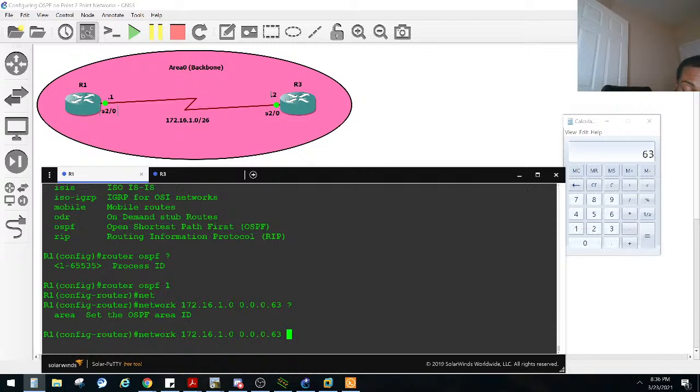Question mark for the context section of help, and it'll tell you that you need to set the area ID. Well, what's the area ID in this case? Y'all remember? Area 0. So that's letting us know to make whatever interface you have that falls into this network participate in OSPF in area 0, and that's what we're doing here.